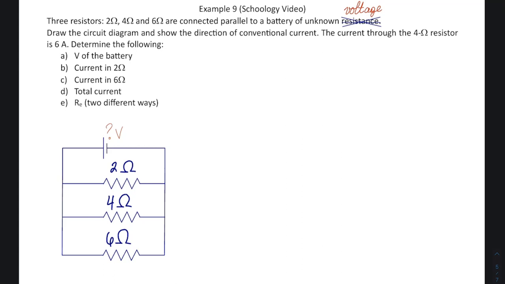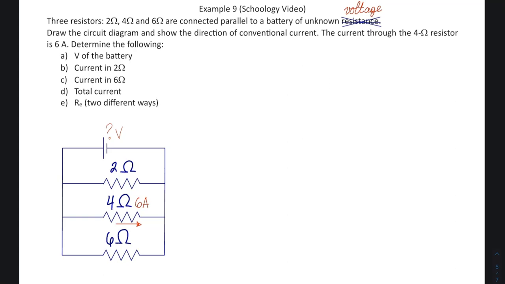We know every single resistance, 6, 4, and 2. They're connected in parallel. And they do give us the current through 4 ohms. So I know that the current is 6 amps right here. Now, be very, very careful. This is not in series. That doesn't mean that 6 amps is going to be in every single resistance. I can't even speak this morning. Anyway, so I only know that the current through this particular resistance is 6 amps.